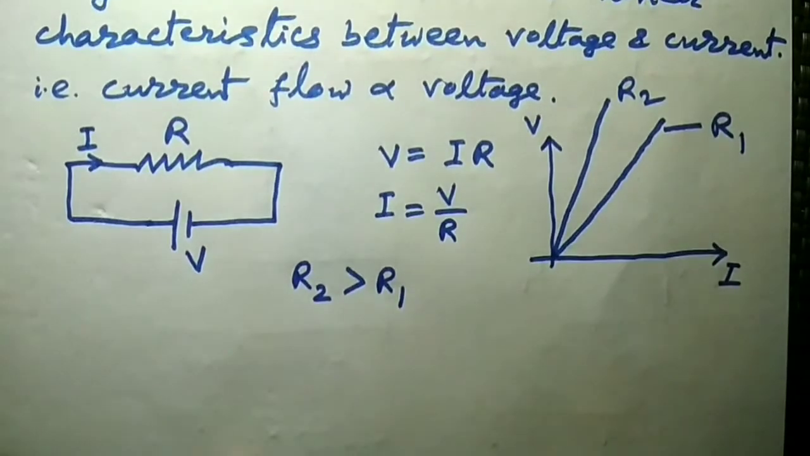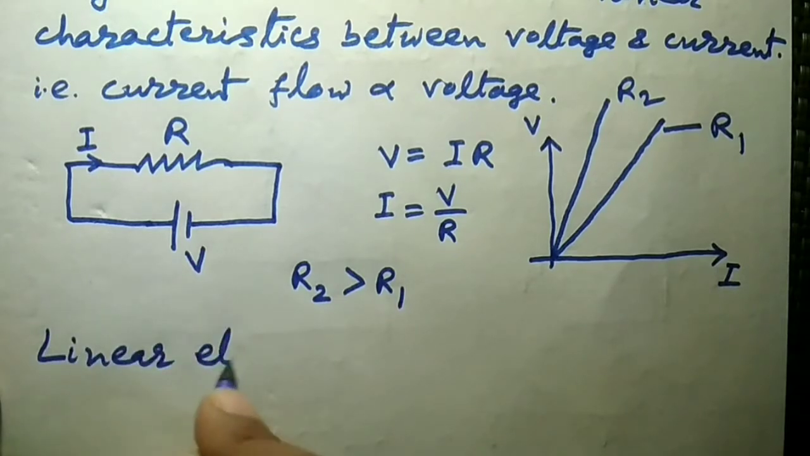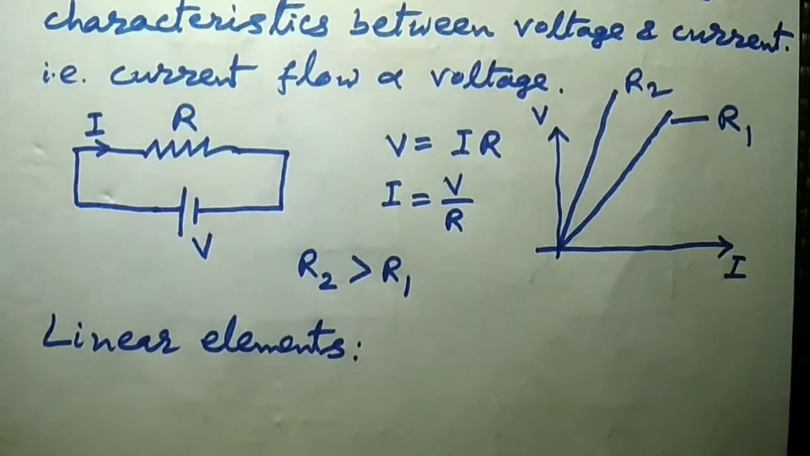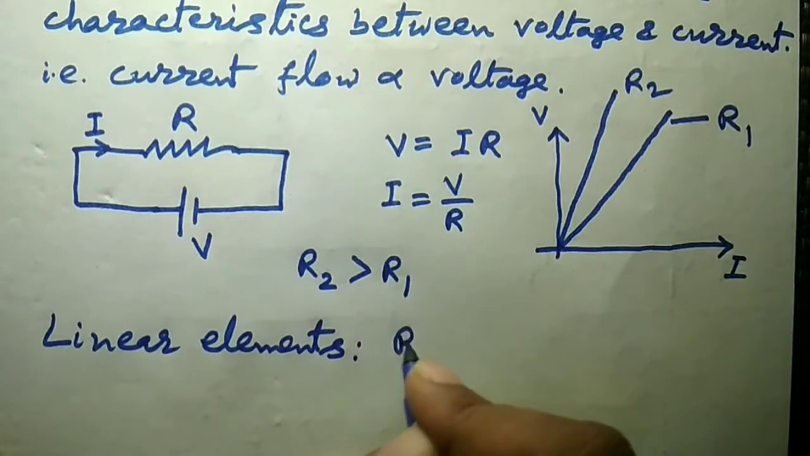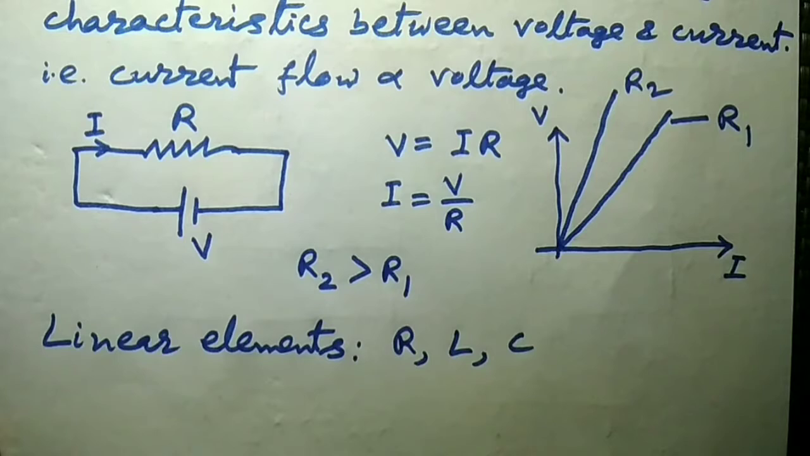The elements which follow this linearity, that means where the V versus I characteristic is a straight line, are called linear elements. So the linear elements are the elements where the voltage and current characteristics are in direct proportion. Examples of linear elements are resistors, inductors, capacitors, and so on.